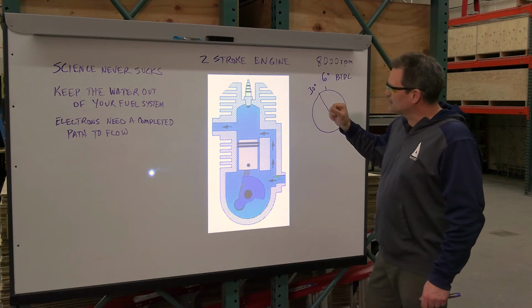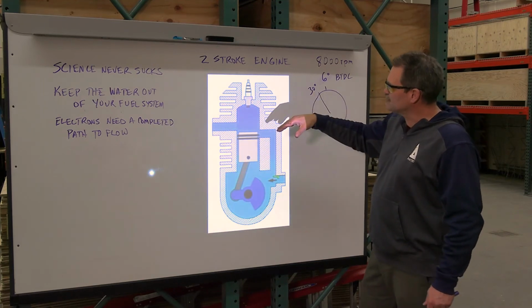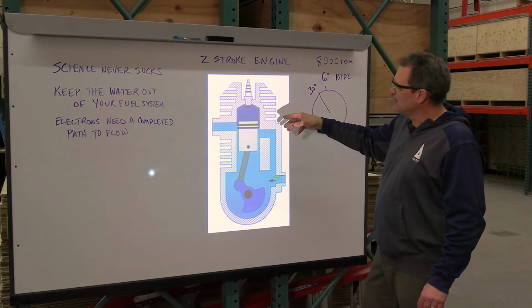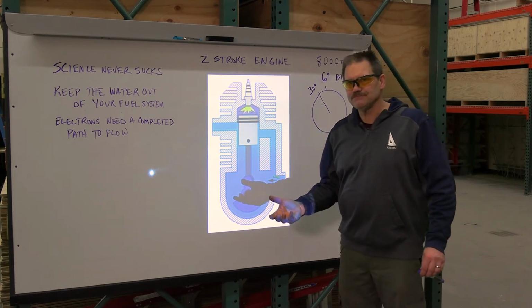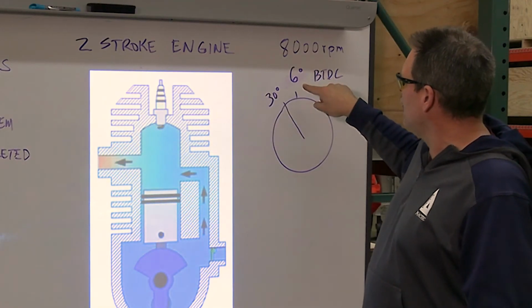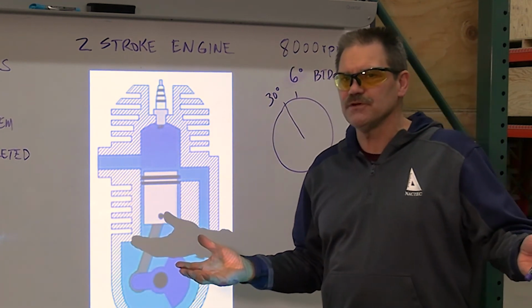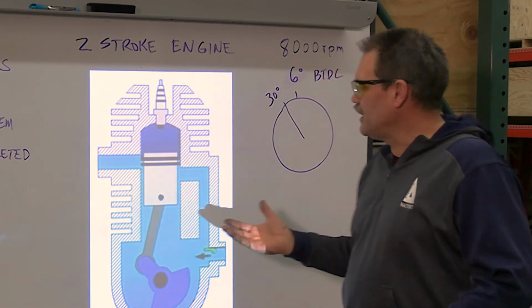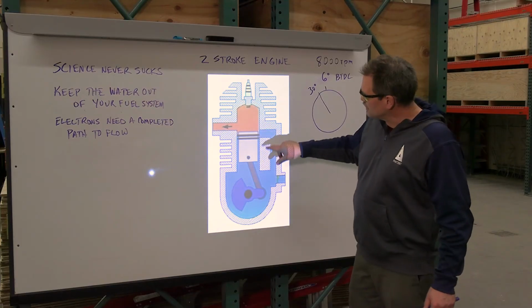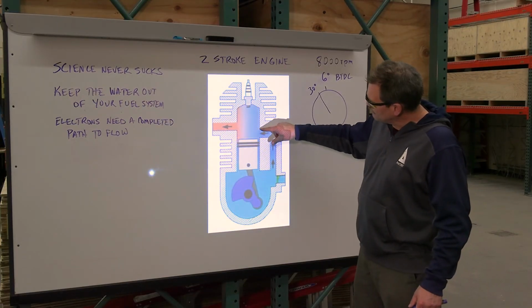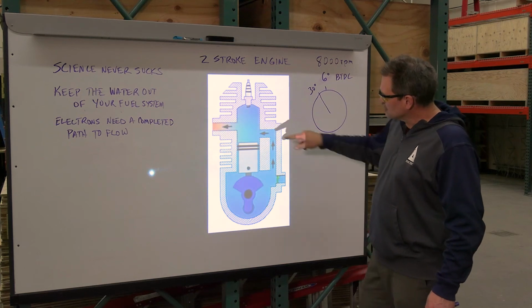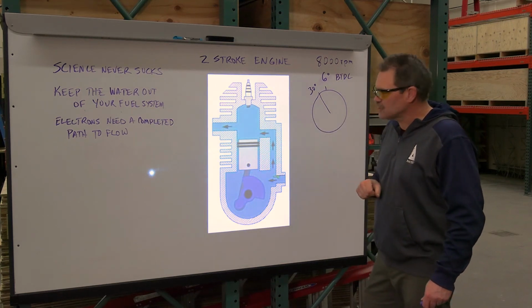So that's the reason for the advancement of the timing, because it makes the engine more efficient. If the engine's running 8,000 RPMs and sparked at 6 degrees before top dead center, it's just not going to run nearly as efficiently. So it's advancing the timing. The holes in the cylinder here on a two-stroke are called ports. So here's the intake port, here's the exhaust port.